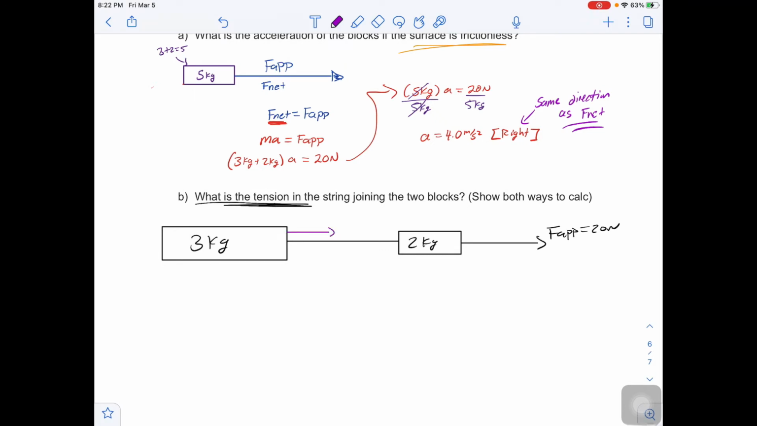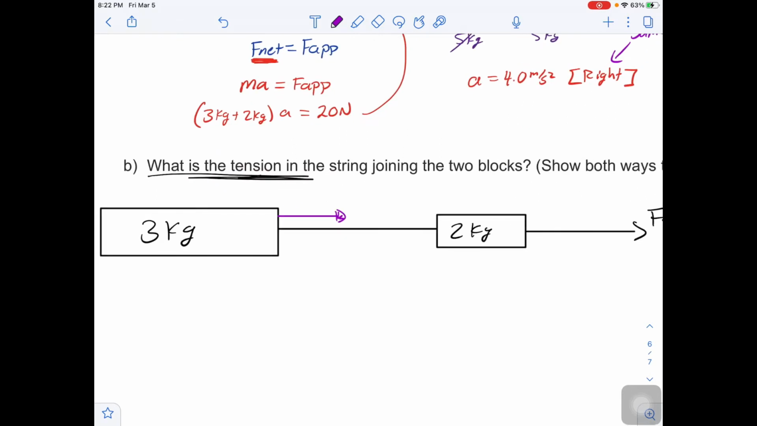Here, we have our tension, and it is pulling away from the 3 kilogram box. On the other side, we have our tension here.